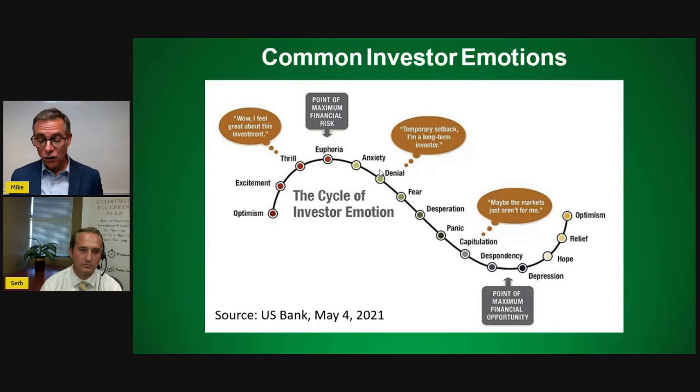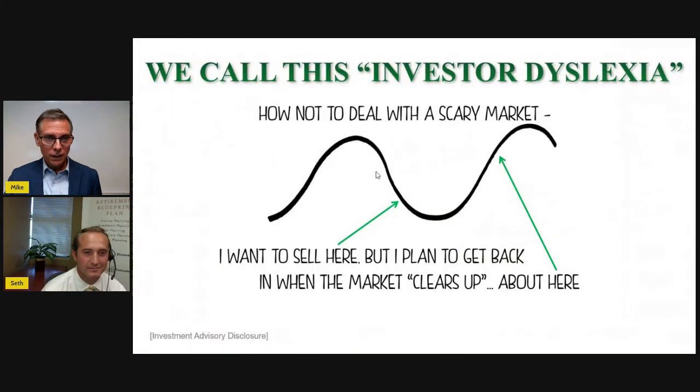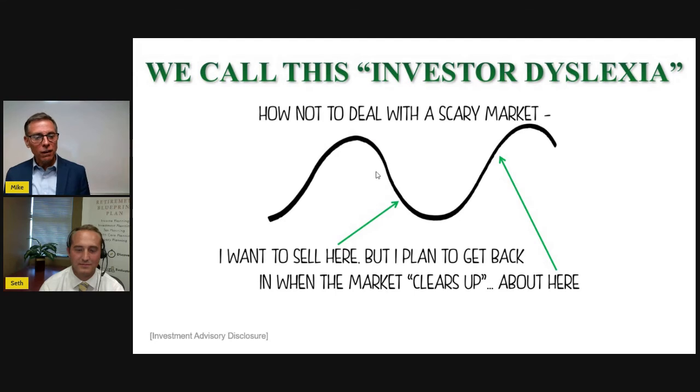And then, of course, you can see the cycle, Seth, does repeat itself, does it not? Yeah, it does. And I think there's a lot of people that get into this cycle of selling low and buying high, which is the opposite of what we want to do. It's called investor dyslexia. I think this slide tells exactly what you just said. It says how not to deal with a scary market.